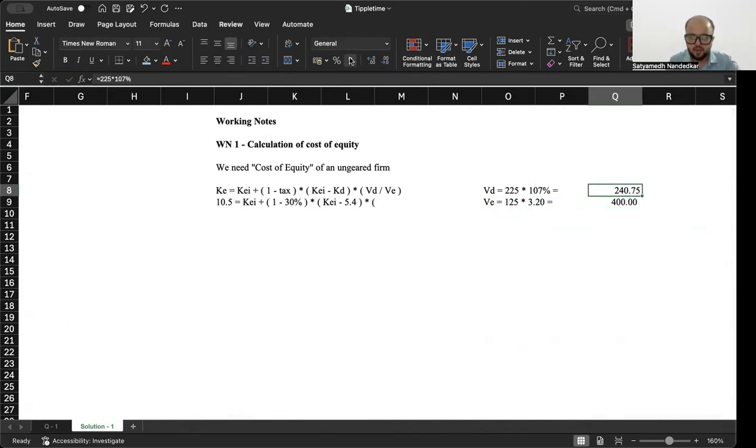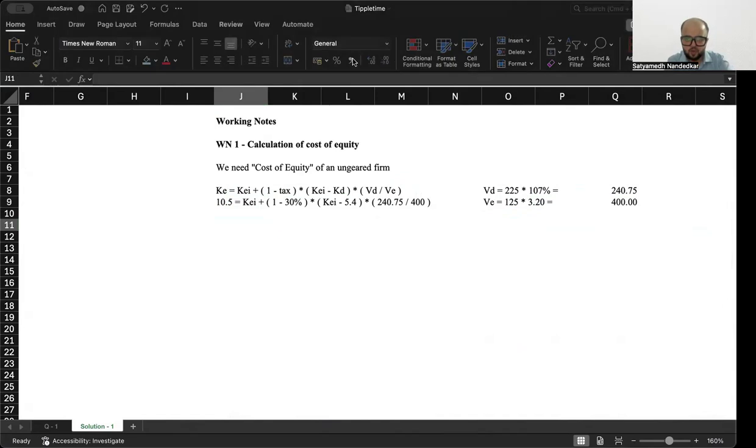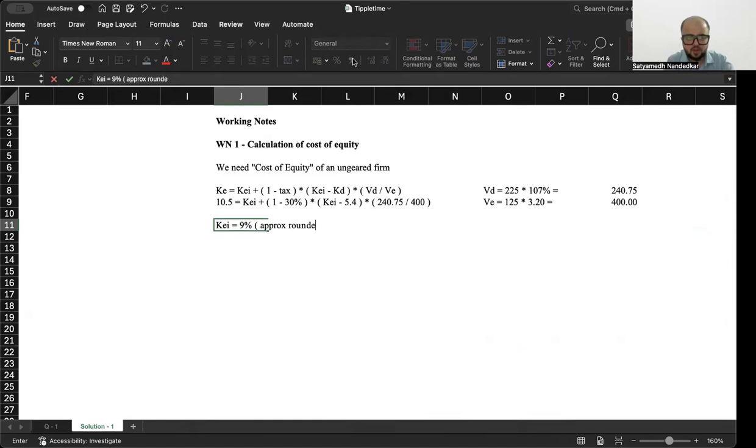Now, I have these two numbers with me. I'm going to substitute these in the formula. 240.75 upon 400. Now I'm sure you know how to do this mathematical jugglery. My KEI, that is cost of equity in the ungeared firm, comes to 9%. This is approximate value, which has been rounded off. So we are using Modigliani and Miller proposition 2 in order to calculate the cost of equity of an ungeared firm. This is one of those formulas which we don't use so frequently, but once we have that KEI with us, other calculations are relatively easier.